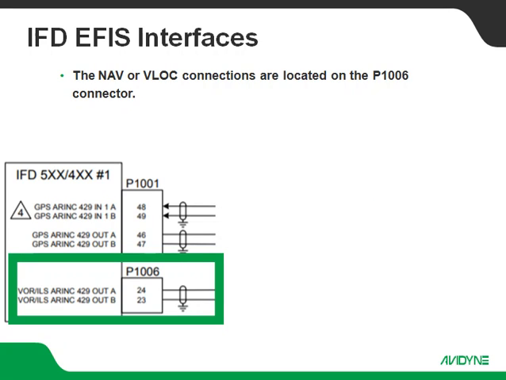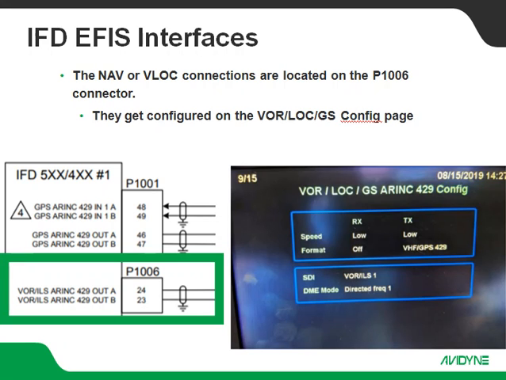Now let's talk about the 1006 connector a little bit, where this VOR ILS ARINC 429 out is located. So bear in mind, all of the navigation stuff we've talked about up to this point has been related to GPS navigation. So here's where we're going to get into the actual nav, your VLOC nav information coming from the IFD out to your EFIS system. So here's where that configuration page is.